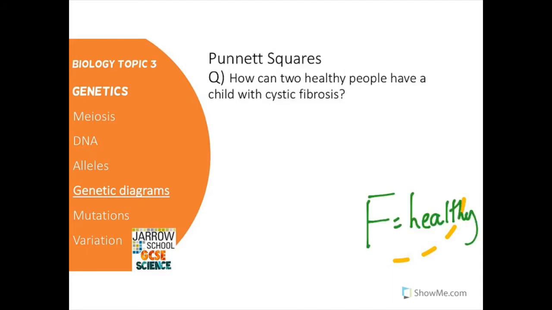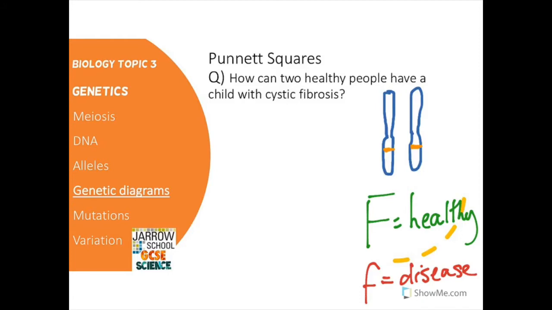So there are two alleles for cystic fibrosis. There is a healthy one and a diseased one. We're going to use a big F to describe the healthy version and a small f to describe the diseased version of the gene. So if we again look at chromosomes, there will be a region on one of the pairs of chromosomes that determines, do we have cystic fibrosis or do we not? And we could either have the big F allele or the small f allele.